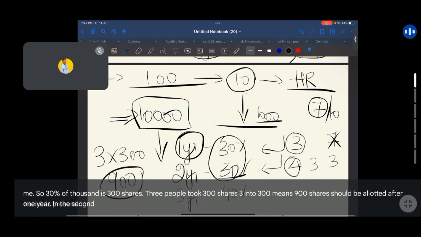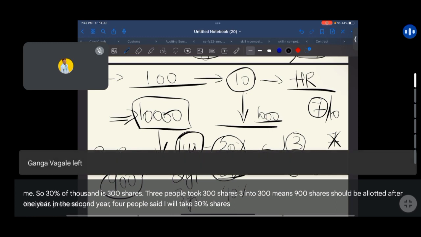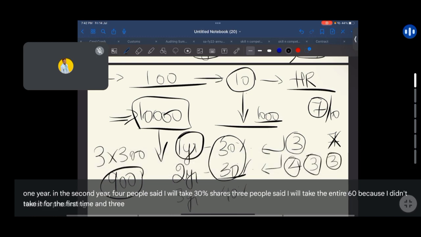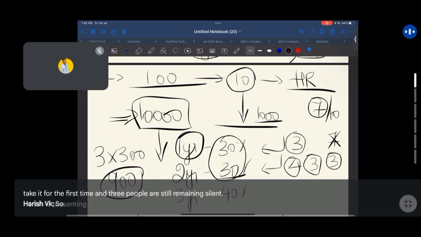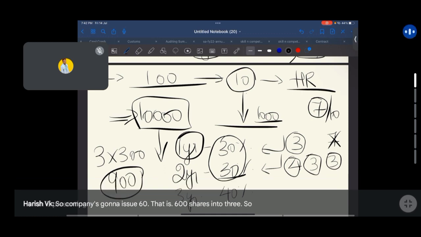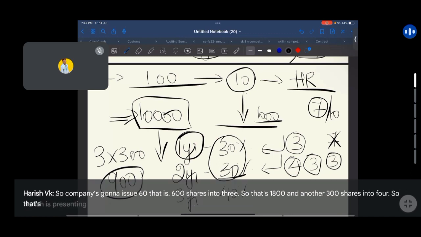In the second year, 4 people said I will take 30% shares. 3 people said I will take the entire 60% because I didn't take it for the first time. And 3 people are still remaining silent. So the company is going to issue 60%, that is 600 shares into 3. So that's 1,800. And another 300 shares into 4. So that's 1,200. So 3,000 shares will have to be allotted after the second year.